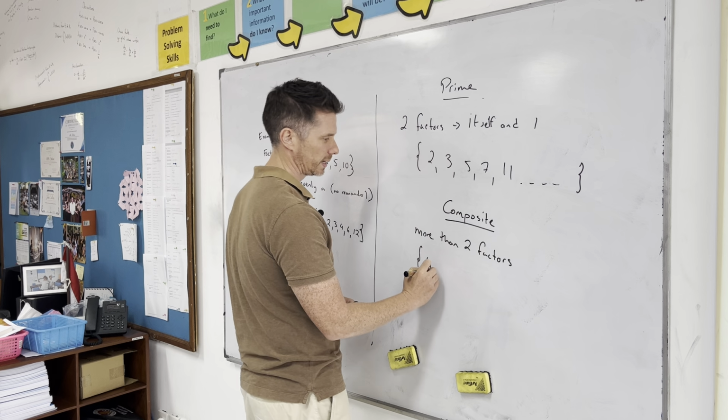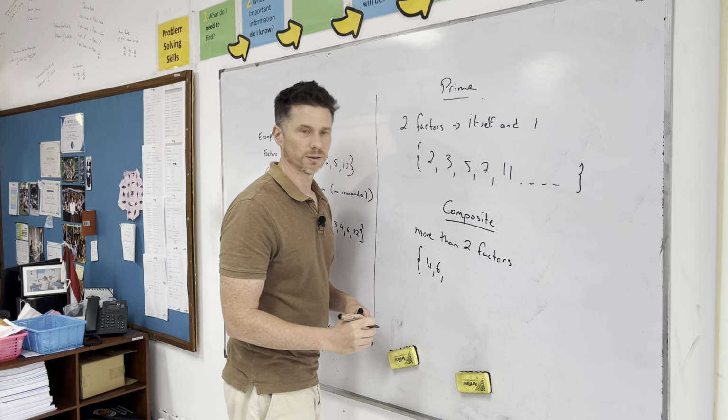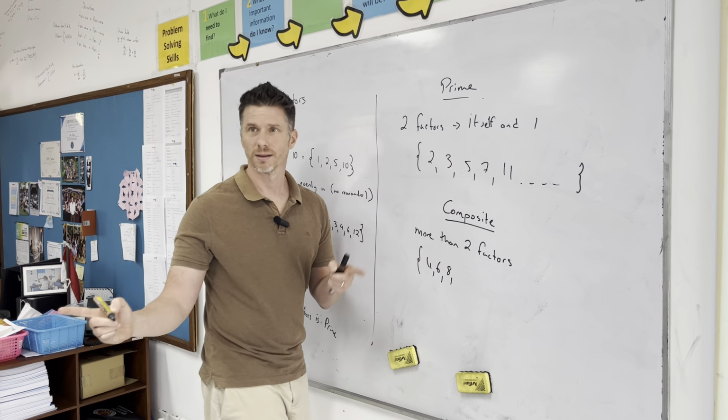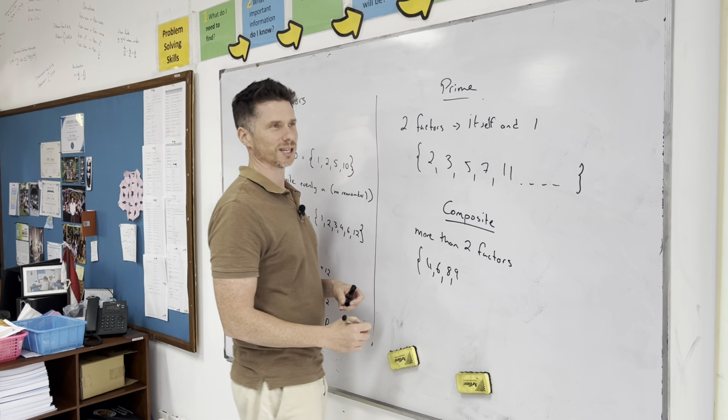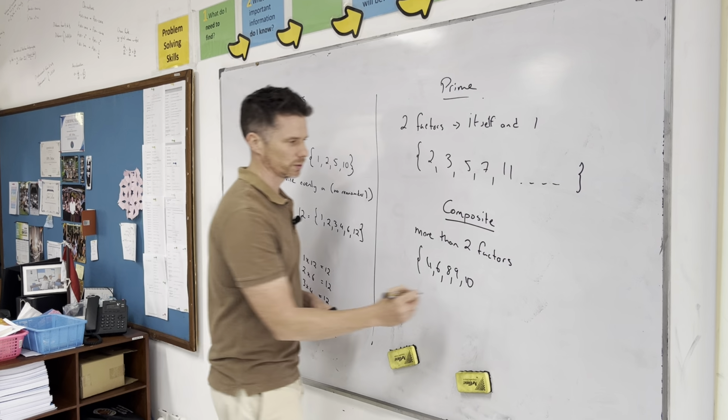4 would be the first one we would list, yeah. Next one? 6. 8. Then? 10. No, 9. So if you said 10, you were wrong, because, of course, 9 has 3 factors. That's more than 2. And so on, and so on, and so on.